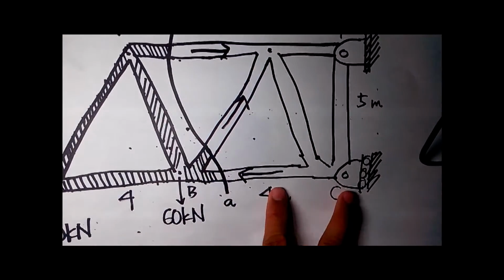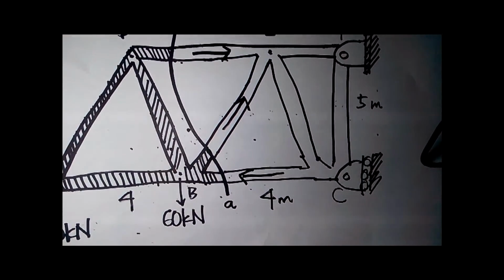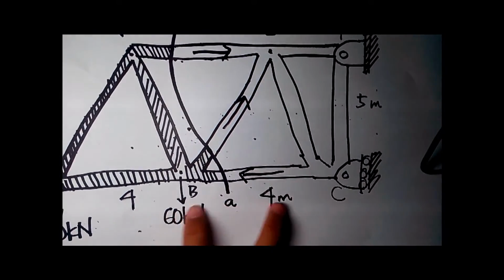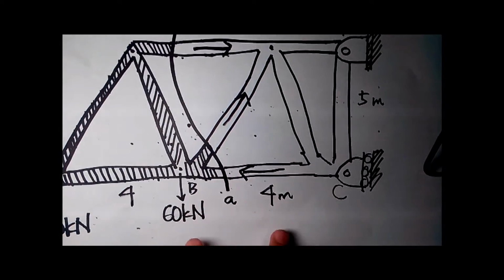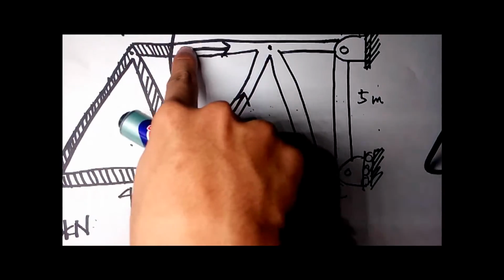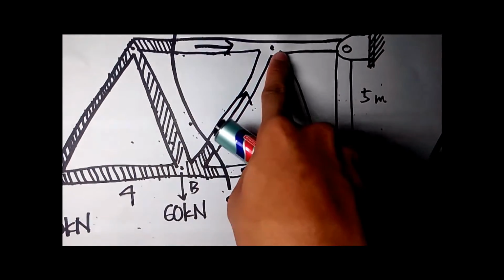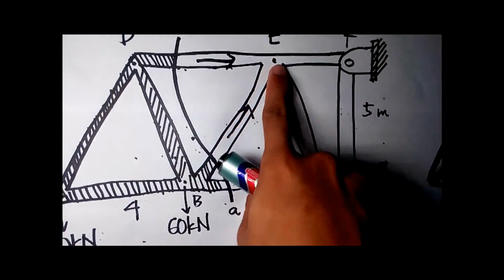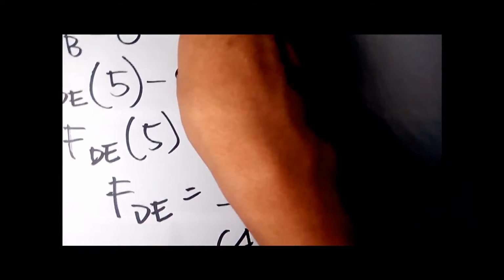Go back to the given to distinguish if it is tension or compression. So DE, it goes toward the point, so it is tension.